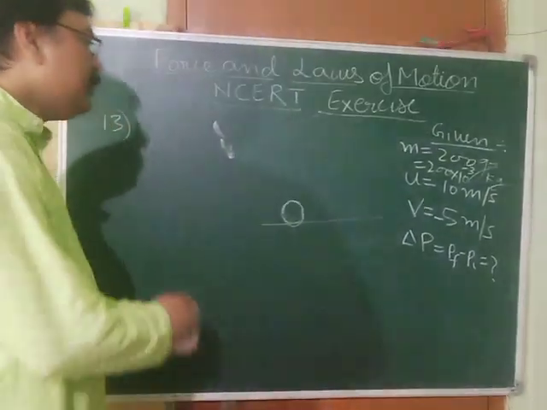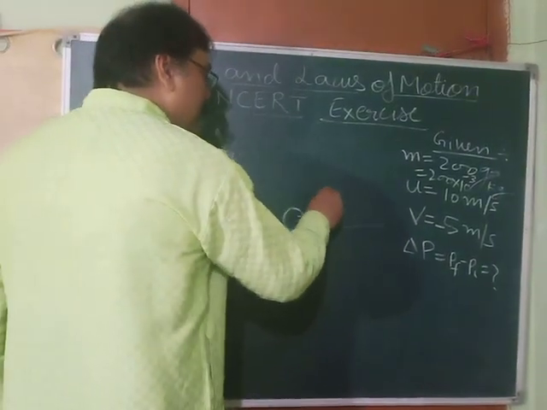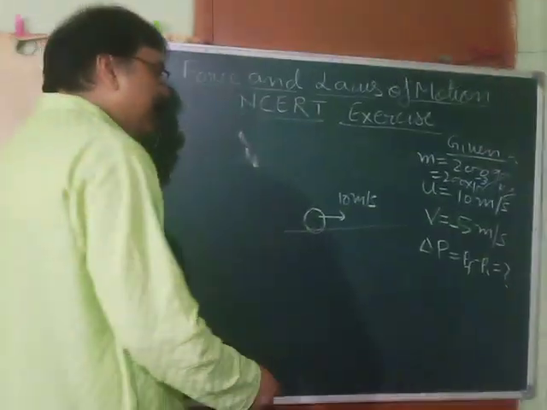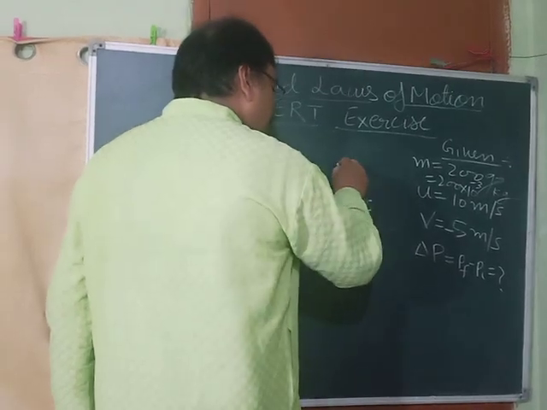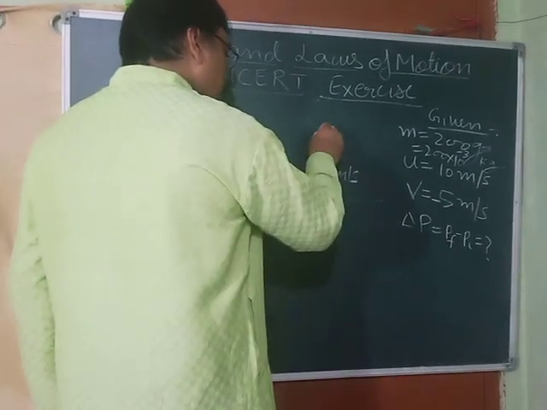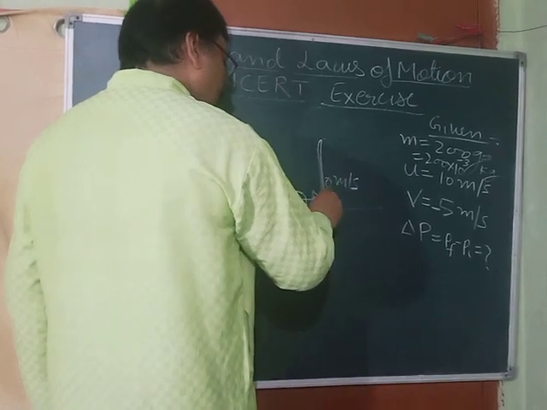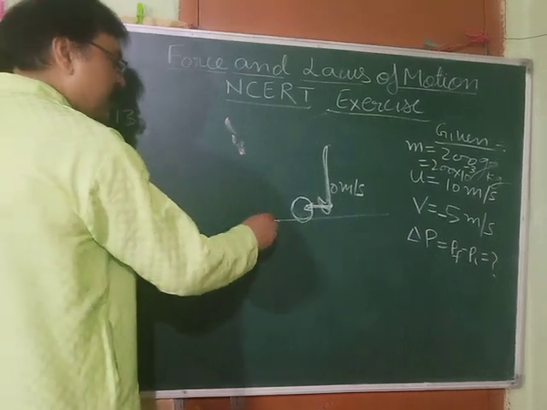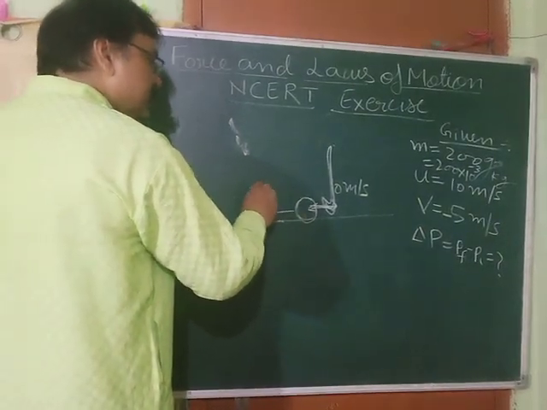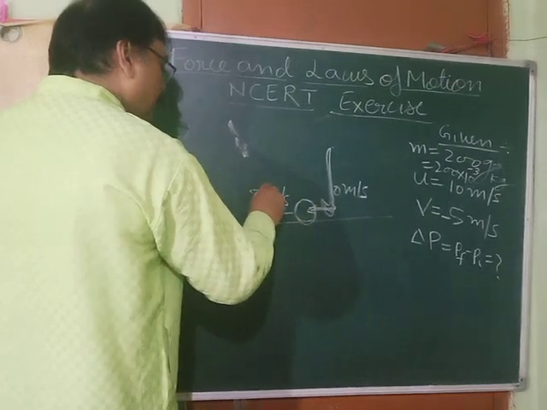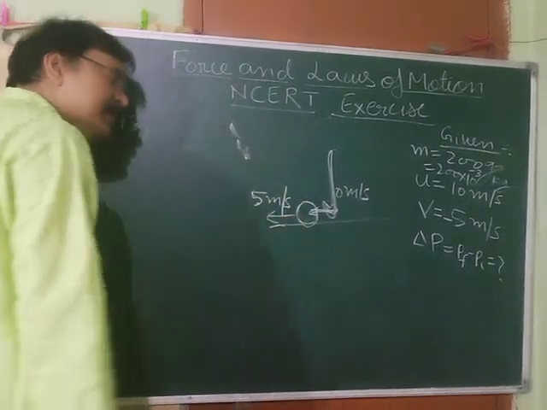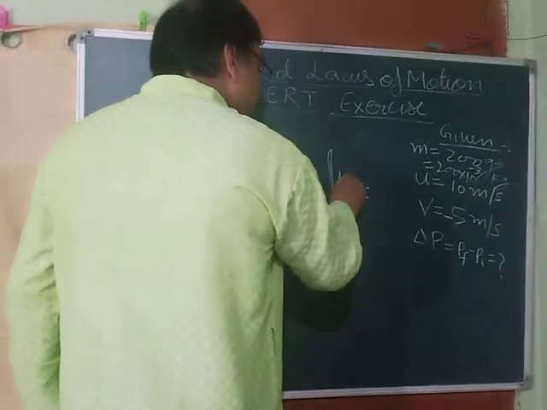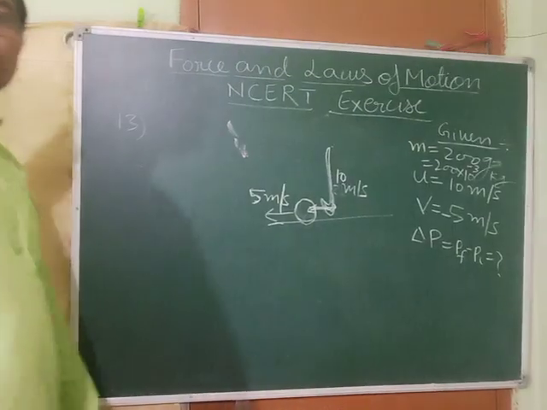Clear? Now this ball was moving with the speed of 10 meter per second in this direction. And then what happened? Then a person came with a hockey stick and applied some force on this. And after the application of force, this ball started moving in this direction with a speed of 5 meter per second, or with a velocity of 5 meter per second. Now, direction of velocity has changed. It was 10 meter per second in this direction. Now it is 5 meter per second in this direction.